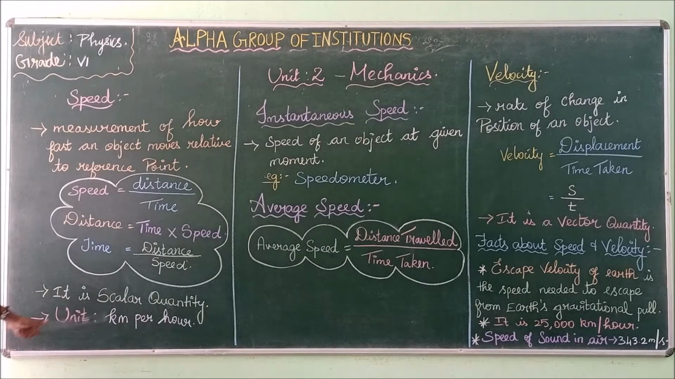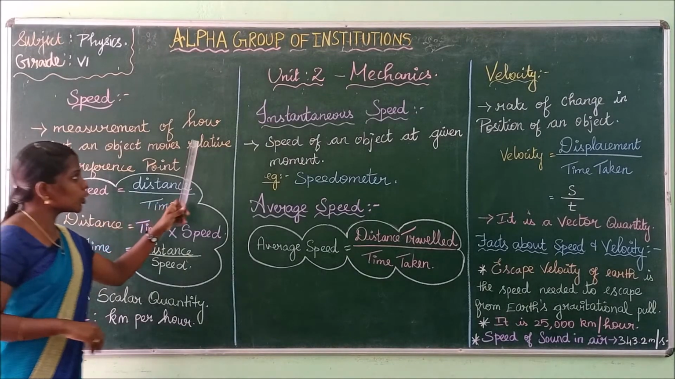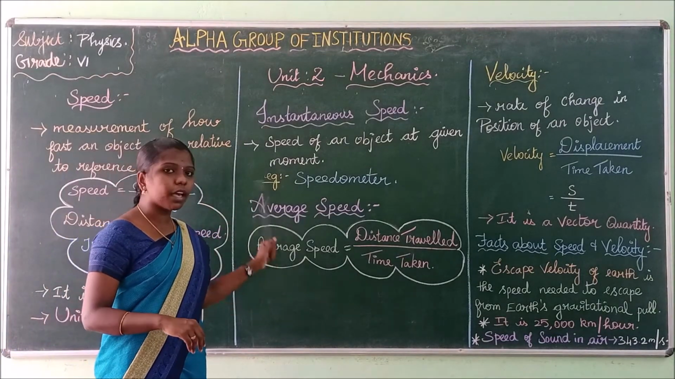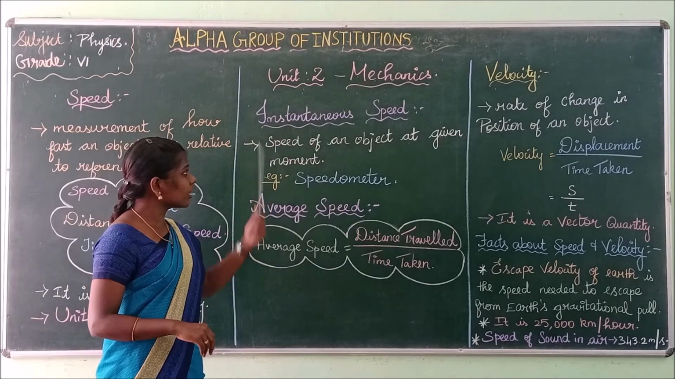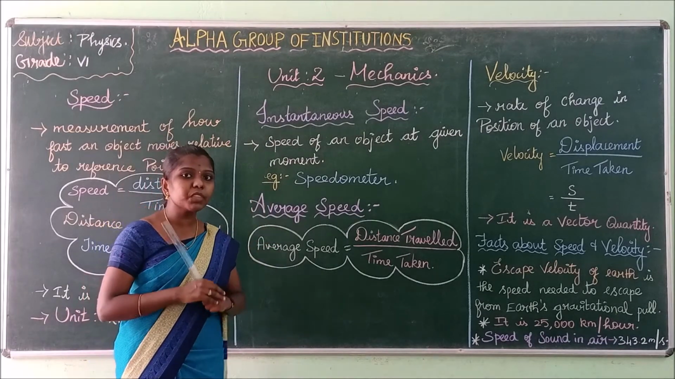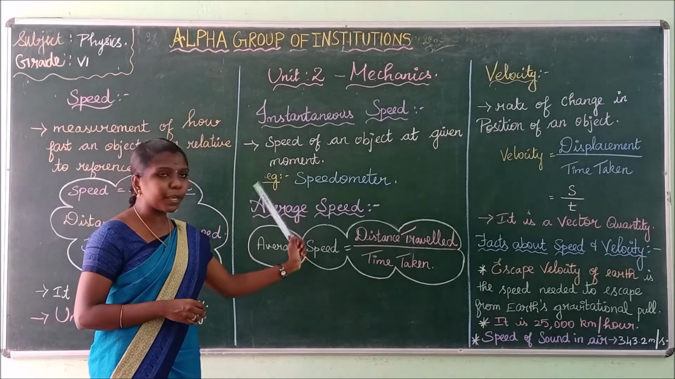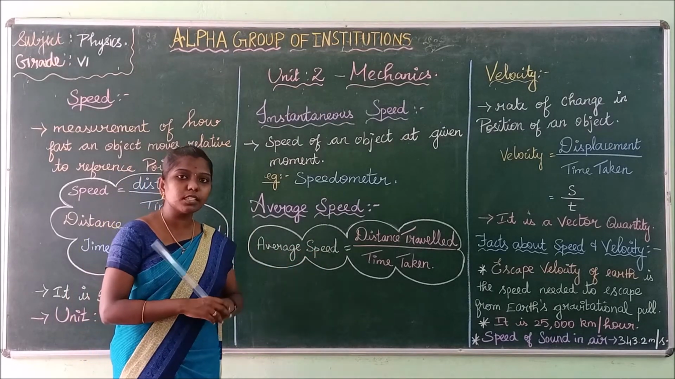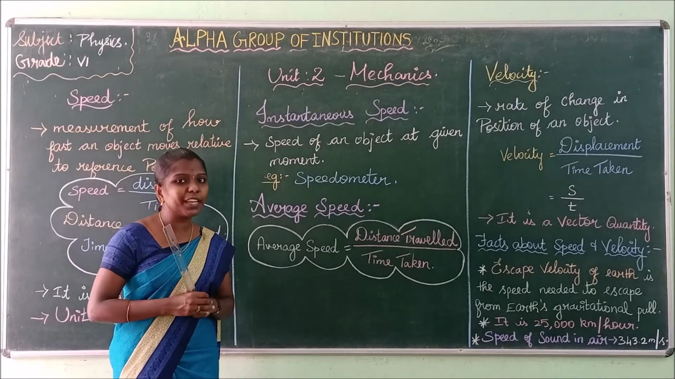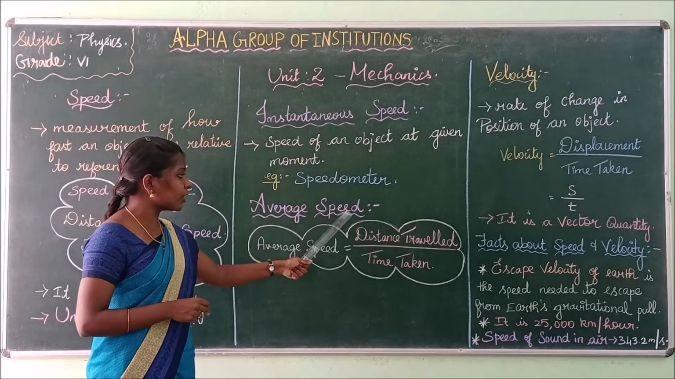Unit of speed is kilometer per hour. Unit of distance is kilometer. Unit of time is hour. So the unit of speed is kilometer per hour. Next is instantaneous speed and average speed. Instantaneous speed is speed of an object at a given moment. Example for instantaneous speed is speedometer. Speedometer is the device to calculate the speed.